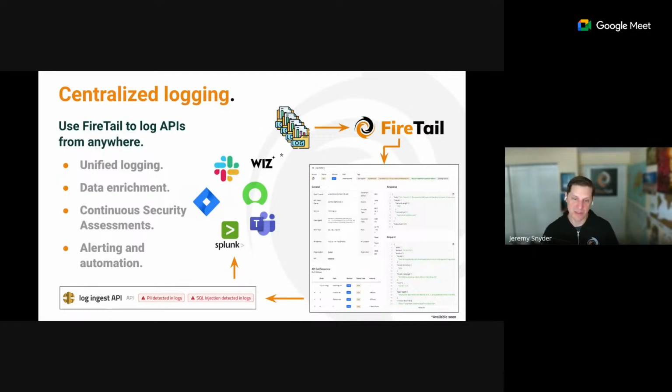So check that blog post out. I think it's called The Challenges of API Logging. It just went live on the FireTail website a couple days ago.